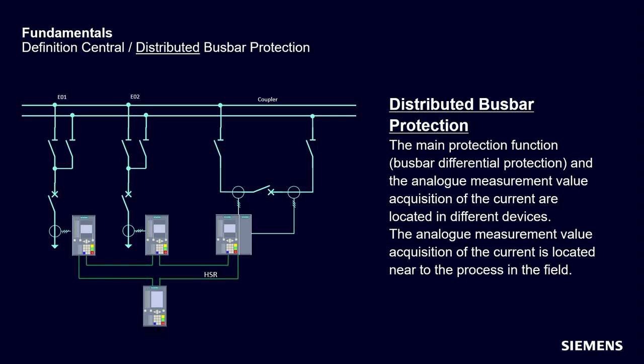The central unit will be this middle one here on the bottom, and the bay units or the merging units are located directly at the process, connected to the primary current transformer. And in this case, we are speaking about a distributed busbar protection.